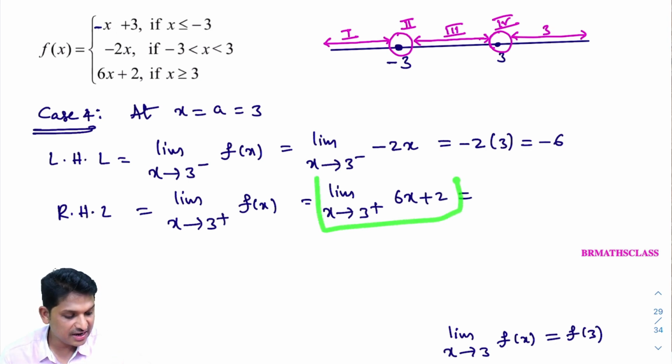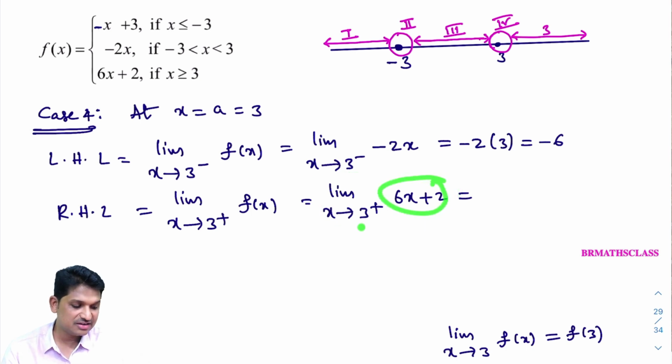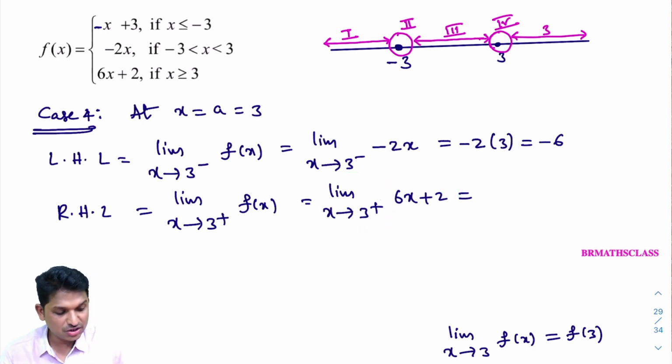Now I need to calculate limit of this. How to calculate limit of this? In limit chapter, for any problem, first we try by direct method. So in the direct method, wherever x is there you write 3. Then what you will get? 6 into 3 plus 2, that is 18 plus 2, that is 20.